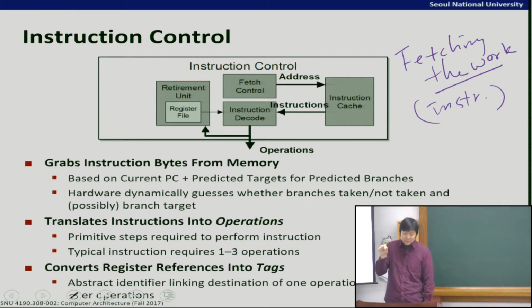Maybe this one has been taken n times continuously in the previous history, so it's like taken, taken, taken, taken, taken, and the next branch is also likely to be taken, right? You can predict that. So based on branch history, you predict whether this branch is going to be taken or not taken, and also the branch target address as well. So hardware dynamically guesses whether branches are taken or not taken.